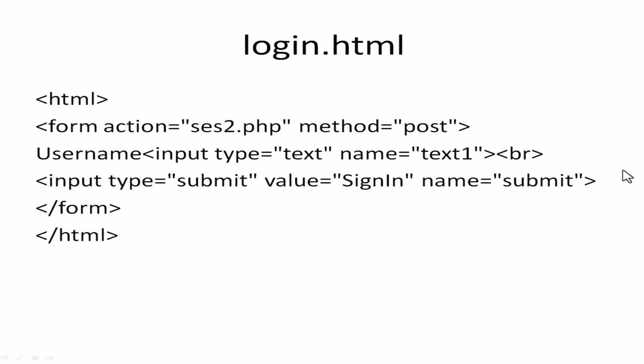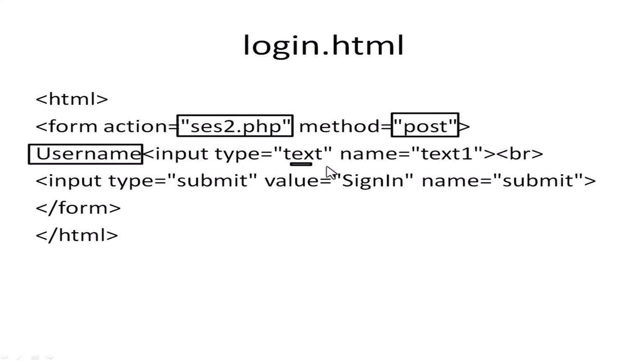Let us see the example. Here you have a login form, where you are going to create a form. The form is going to call a particular program, session2.php, by using the method called post. The field entered by the user is only the username. The input type is text and the name is text1. Then input type equal to submit, with the value sign in and name equal to submit, so you can create a submit button that shows the value sign in.